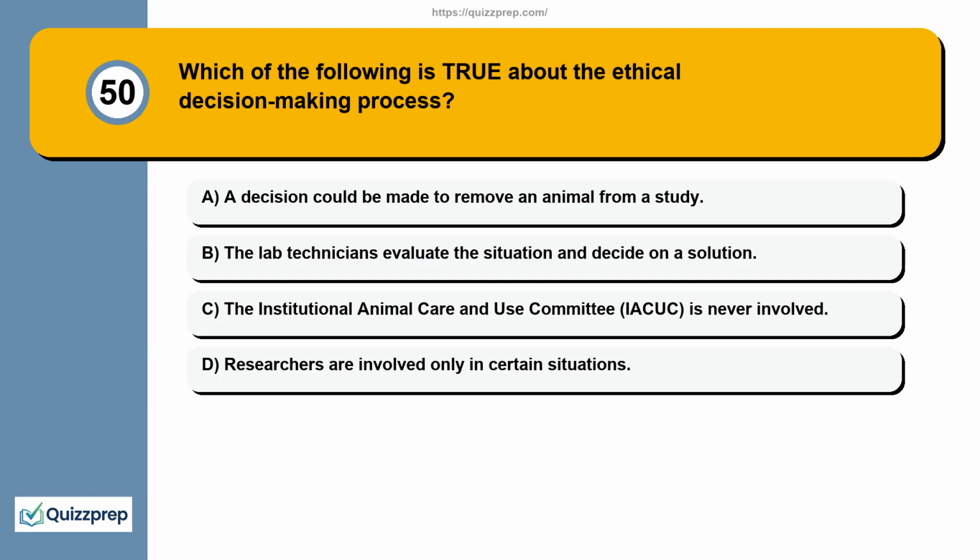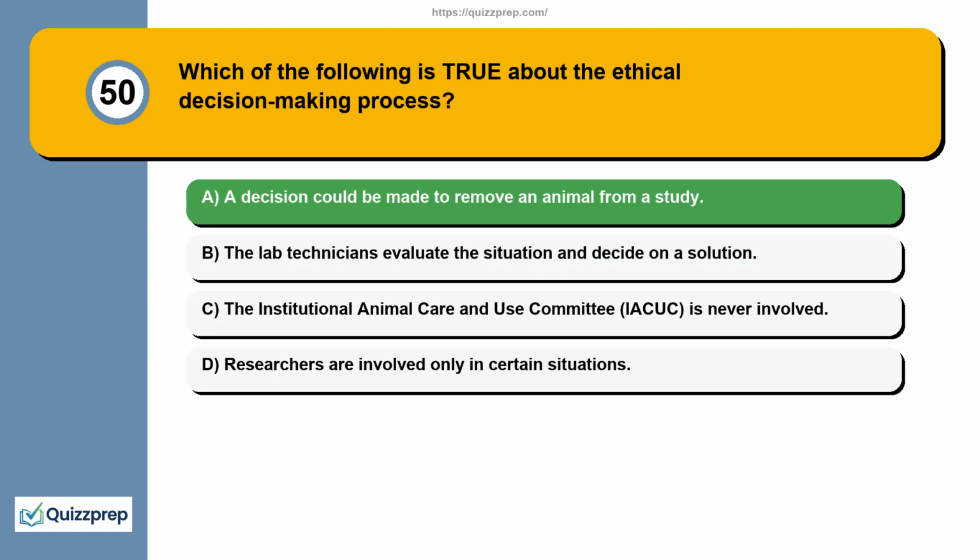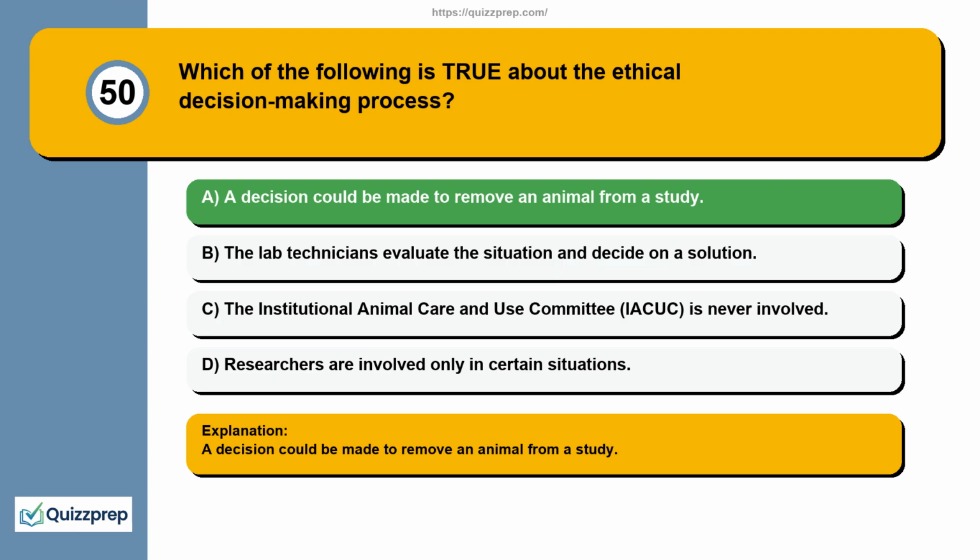Which of the following is true about the ethical decision-making process? Option A. A decision could be made to remove an animal from a study. Option B. The lab technicians evaluate the situation and decide on a solution. Option C. The Institutional Animal Care and Use Committee, IACUC, is never involved. Option D. Researchers are involved only in certain situations. The correct answer is option A. A decision could be made to remove an animal from a study.